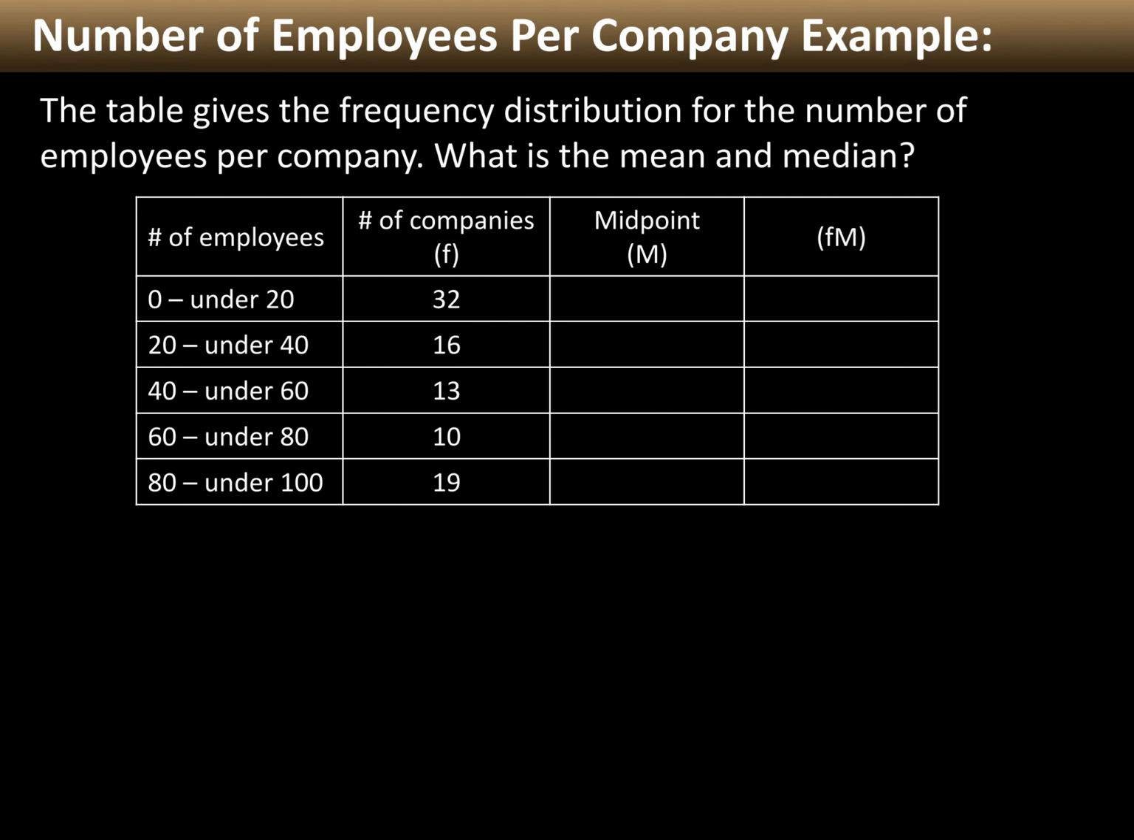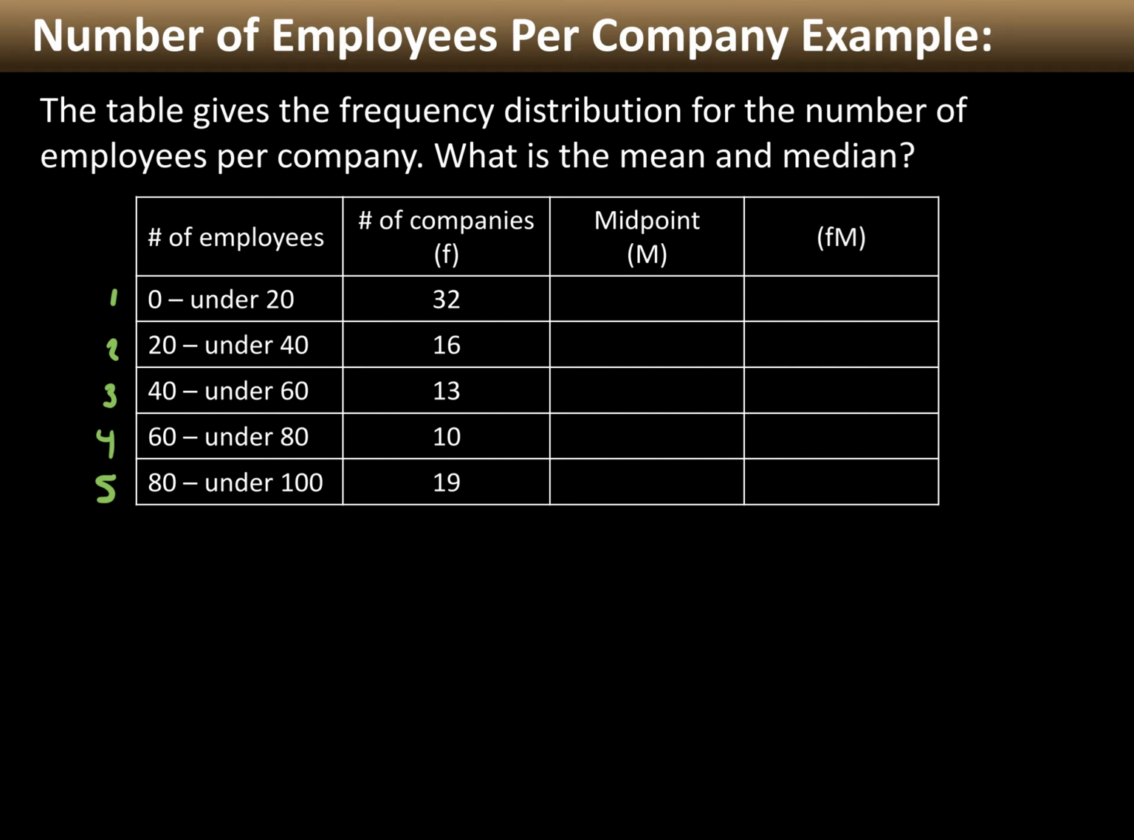Okay, so we're going to look at an example here. We're looking at a table showing the frequency distribution for the number of employees per company. What is the mean and median? So that would be the grouped mean and the median for the groups. We have 5 classes. In the first class interval, 0 to under 20 employees, there were 32 companies. Then 20 to under 40 employees, 16 companies. 40 to under 60 employees, 13 companies. 60 to under 80, 10 companies. 80 to under 100 employees, 19 companies.